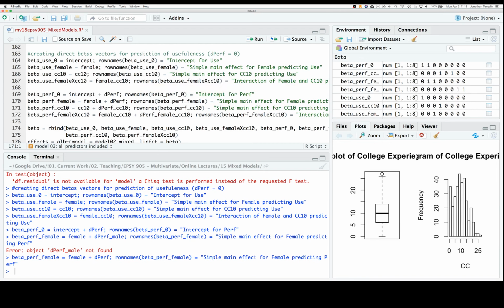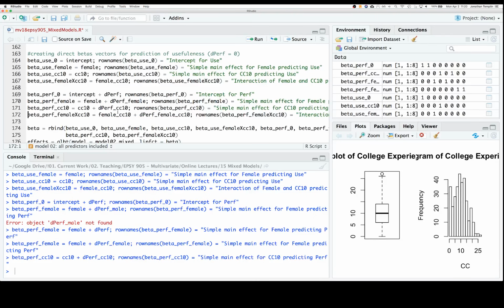Similarly, what is our effect of CC10 on performance? Well, it's the CC10 variable plus the interaction of CC10 plus performance. Actually, this should be female right here. And what is our interaction variable on performance? It's the original two-way interaction plus the interaction of performance as well.